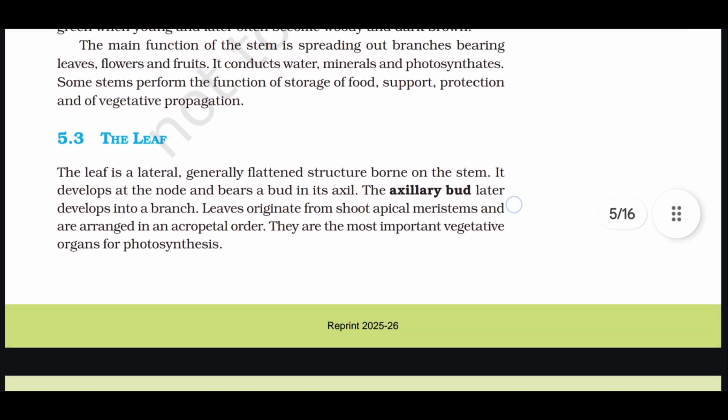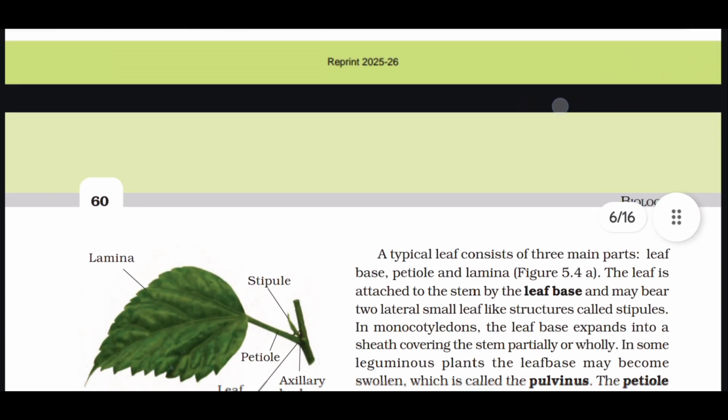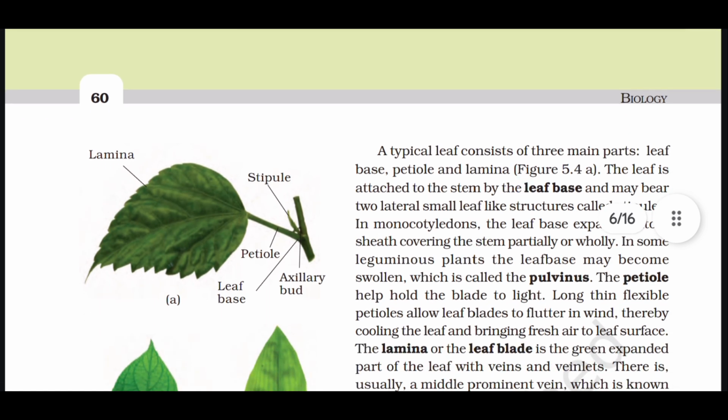5.3 The leaf. The leaf is a lateral, generally flattened structure borne on the stem. It develops at the node and bears a bud in its axil. The axillary bud later develops into a branch. Leaves originate from shoot apical meristems and are arranged in an acropetal order. They are the most important vegetative organs for photosynthesis. A typical leaf consists of three main parts: leaf base, petiole, and lamina.